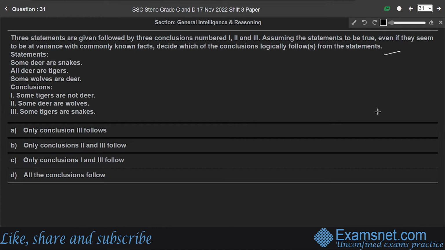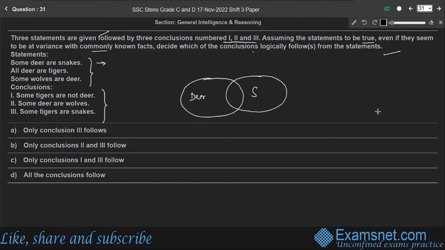Question 31. Three statements are given followed by three conclusions numbered 1, 2, and 3. Assuming the statements to be true, even if they seem to be at variance with commonly known facts, decide which of the conclusions logically follow from the statements. Let us represent these statements in the form of a Venn diagram. The first one says, some deer are snakes. We'll consider the set of deer and the set of snakes. So there is a common portion between the set of deer and the set of snakes.